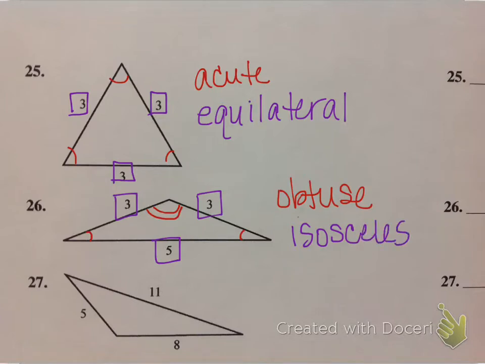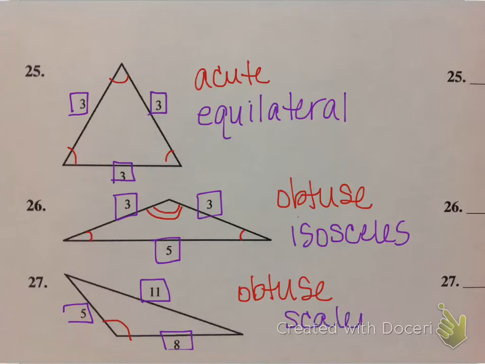So obtuse because it has an obtuse angle, and isosceles because two of the sides are the same. Now let's look at the last triangle. When you look at the angles, we definitely have one that is bigger than 90 degrees, so this is an obtuse triangle. And when I look at the sides, I have 11, 5, and 8. None of them are the same, so we call this scalene. So it is an obtuse, scalene triangle.